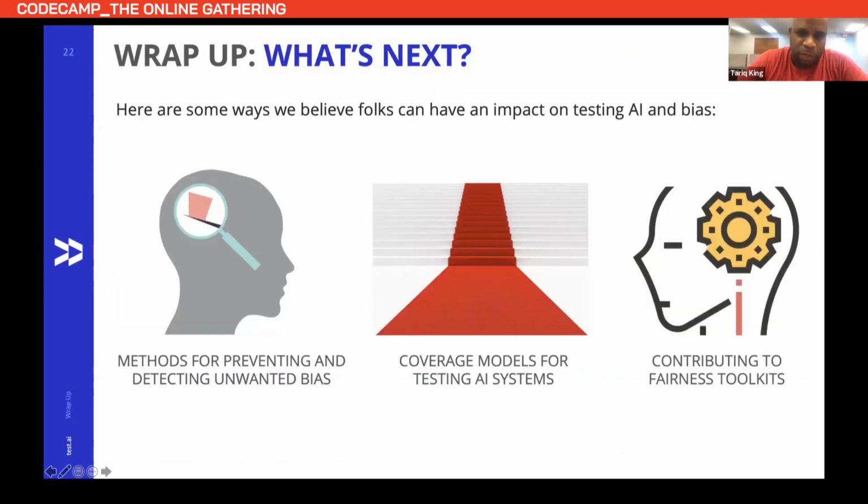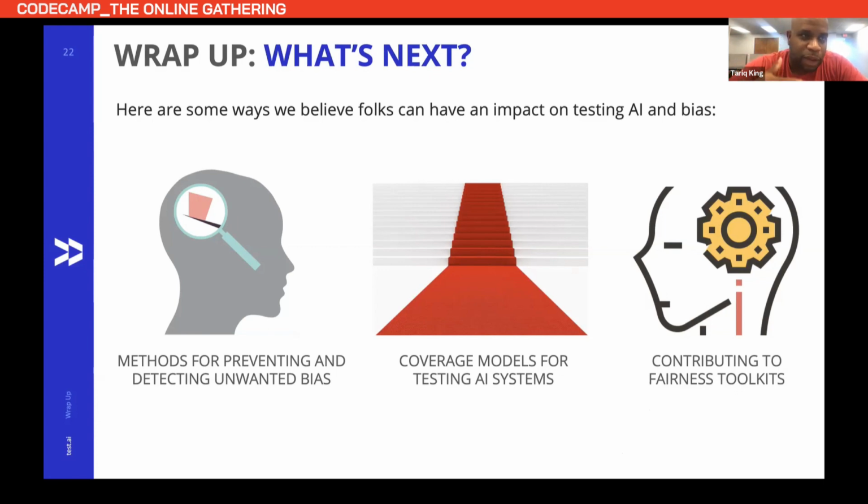So what's next, and where do we go from here, right? I think the testing community, as we mentioned in some of the discussions with Isabel and Sue, has a great piece to play in terms of impact on testing AI and bias, and just making sure that these systems are successful, and that the role of the tester will evolve, right? I think it's up to us to actually come up with these methods for preventing and detecting unwanted bias.